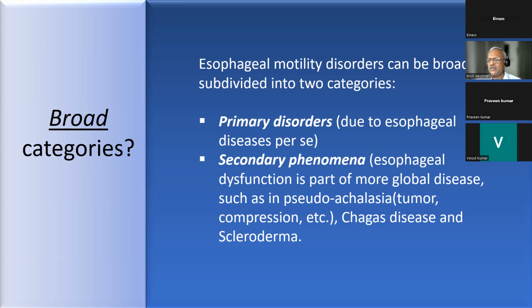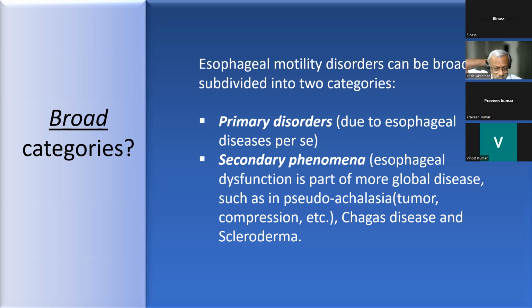Primary, the disease is in the esophagus itself. Please understand that coordinated action can be affected by pure neuromuscular phenomena. It could also be due to certain other issues which can affect the neuromuscular activity of the esophagus. Both of them come under this primary esophageal disorder. But you can have a systemic disease, which is called a secondary dysfunction.